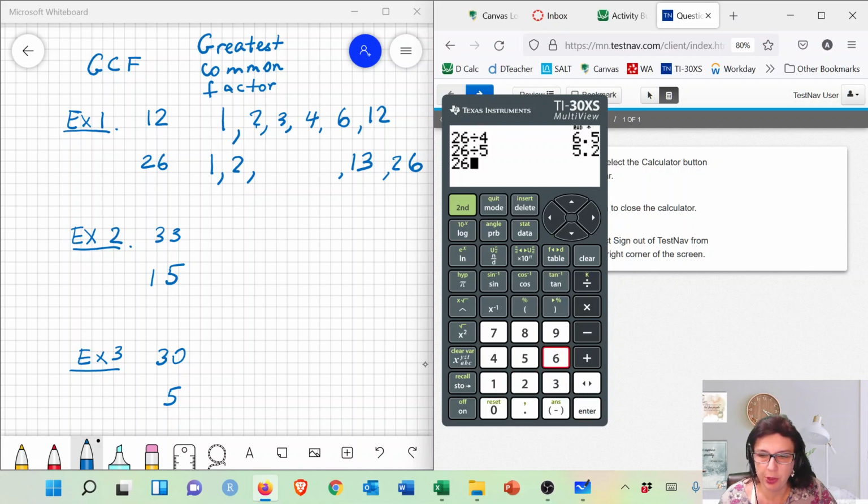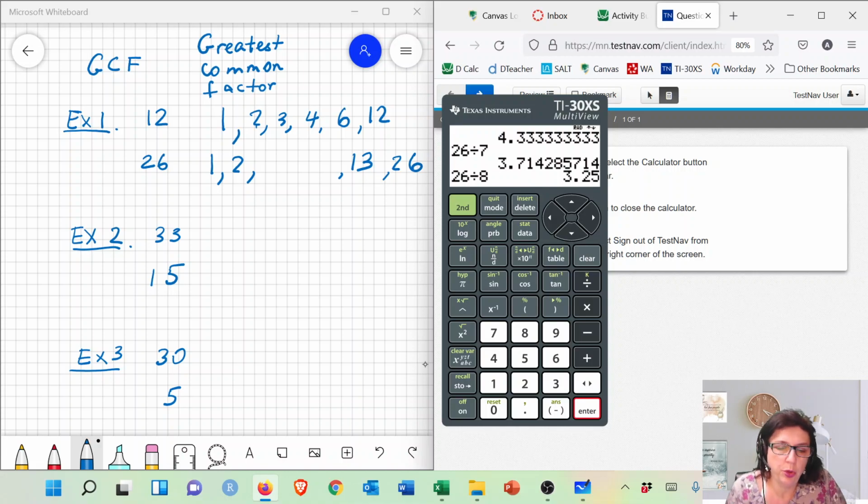How about 6? It starts to get tedious here, but 6 will not work. 7, let's see if that works. No, it doesn't. Maybe 8. You basically keep going, and you will see that nothing else is working here. 9 does not, 10 does not, 11 does not. You start with all of these and then you don't see anything else.